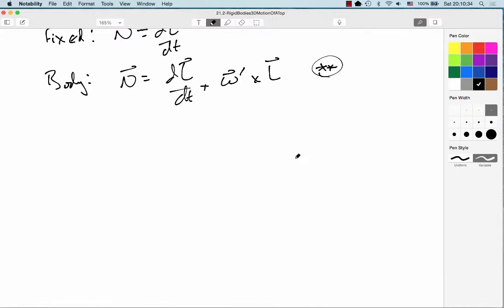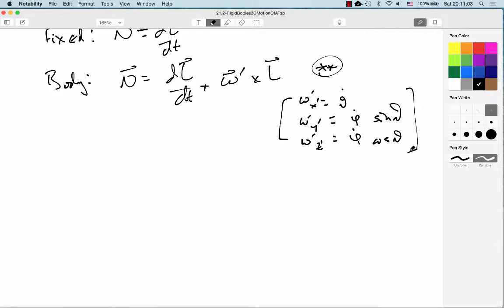So we remember that in our primed system, omega x prime is theta dot, y prime is phi dot sine theta, and z prime is phi dot cos theta. Just keeping that in the back of our mind. Alrighty then.